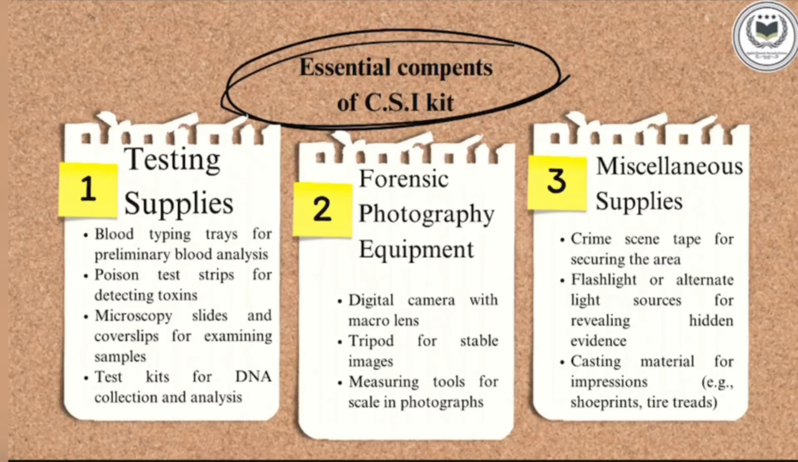Evidence scales and rulers, measurement tools to provide size references in photographs, ensuring accurate representation of evidence. Third, miscellaneous supplies. Personal protective equipment, PPE, like gloves, masks, and protective clothing to prevent contamination of samples and protect investigators. Documentation tools, notebooks, evidence labels, and chain of custody forms to record details about collected evidence and maintain proper documentation. Packaging materials like biohazard bags, tamper evidence seals, and various size containers for securely storing collected samples. Field tools, measuring tapes, markers, string for marking evidence location, and other tools necessary for scene documentation.